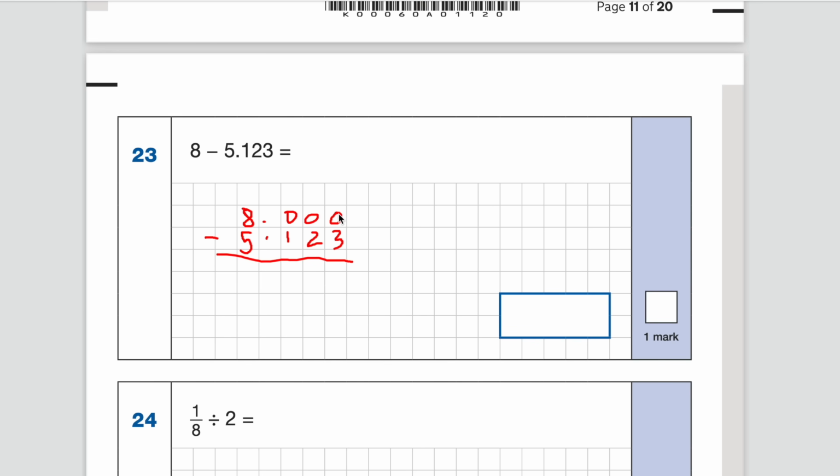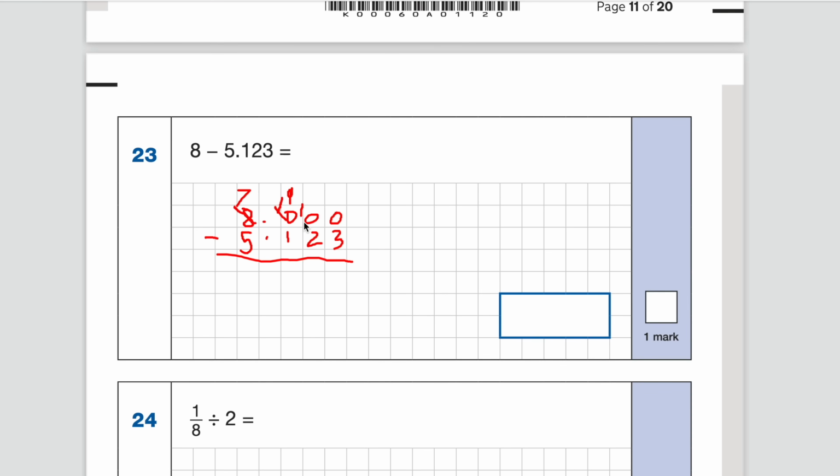So what is 0 take away 3? We can't do that. So we're going to need to borrow from the column next door, but there's nothing in there either, or the column next door. So what we need to do is borrow from here. We can turn that into a 7. We'll borrow 1 and put it there. Now we're going to borrow 1 from here. That's now not 10 anymore, that's 9.